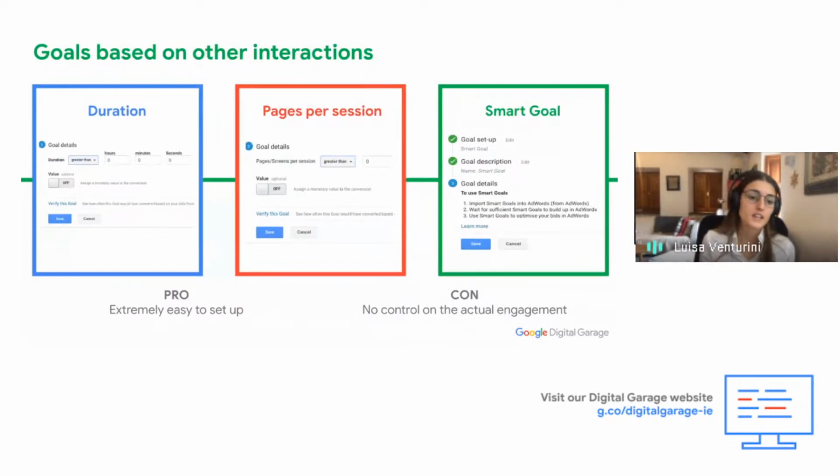I guess the pro of it is it's extremely easy to set up. As you can see there, I don't think you would need help from a developer on this one, or at least I hope I wouldn't need that. But the con is it doesn't give you too much control, not even just on the actual engagement, but also on what really makes sense for the business.